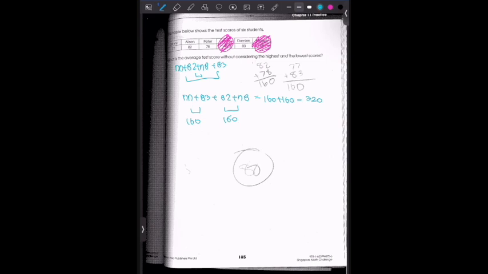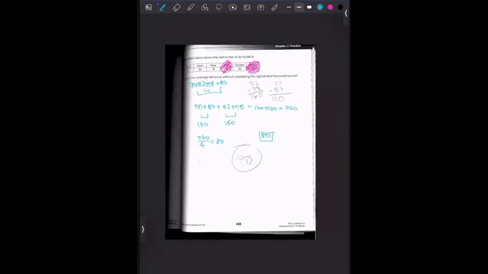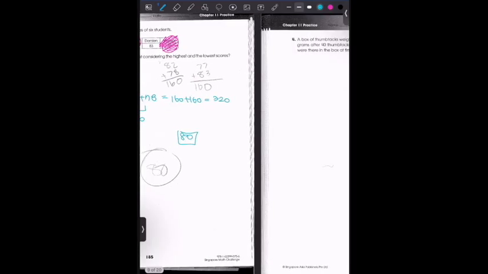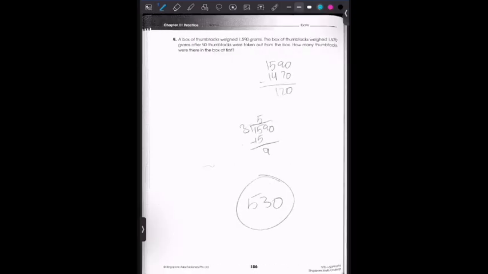And now since we're only considering these scores of 4 students, now to calculate the average, we're going to do total divided by number of units, which is now going to be 4 since we only considered the scores of 4 students. And so our average is going to be 80. Now we're going to take a look at the next practice problem.